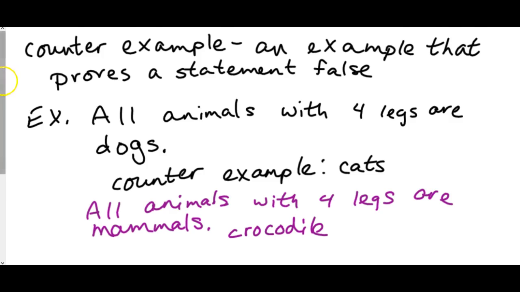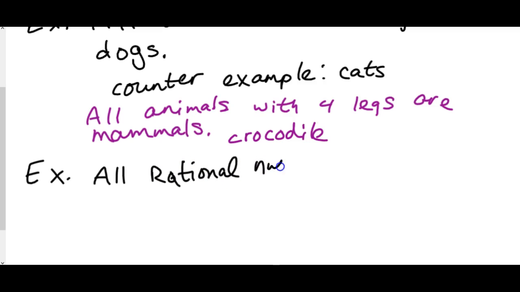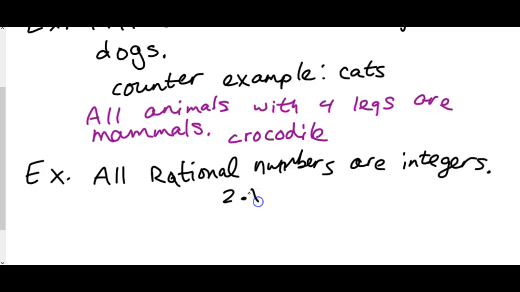So a more math-related one, all rational numbers are integers. There are many counterexamples we could use. I'm going to say 2.1. That is a rational number, but it is not an integer.